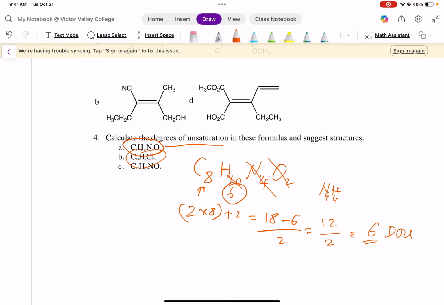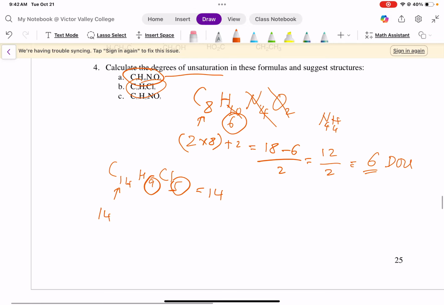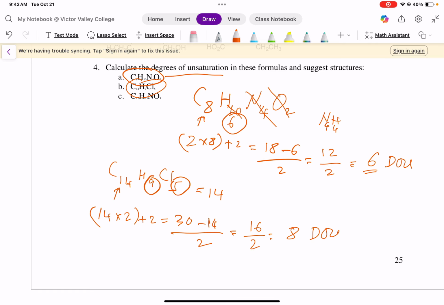Okay, the second one's really cool. It's C14H9Cl5. Chlorine is the same as a single bond, so it's the same as hydrogen. So we can combine these two to make it 14. Now, if we have 14 carbon, if we take 14 times 2 plus 2, that will be 30. And then minus 14, divided by 2, that's 16 divided by 2, that's 8 DOU.